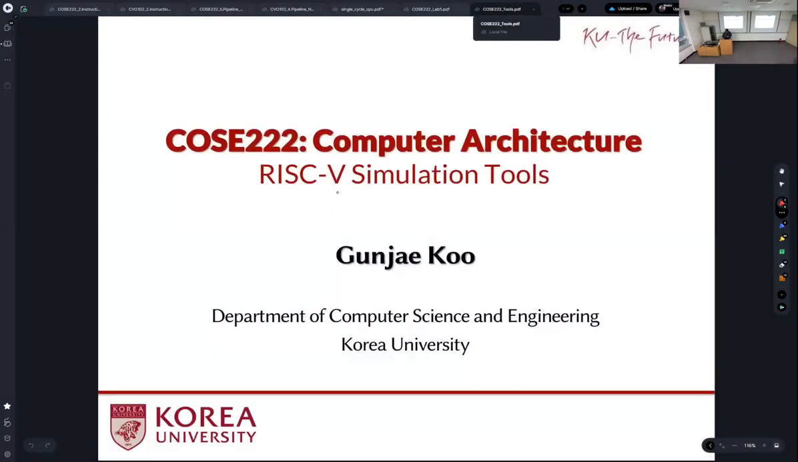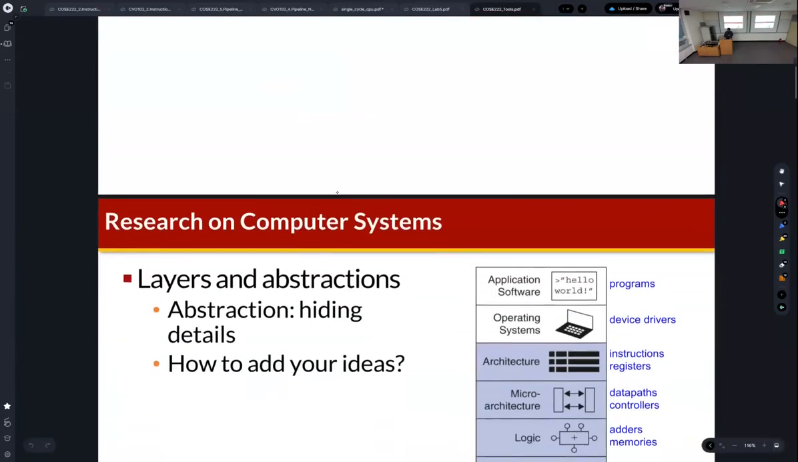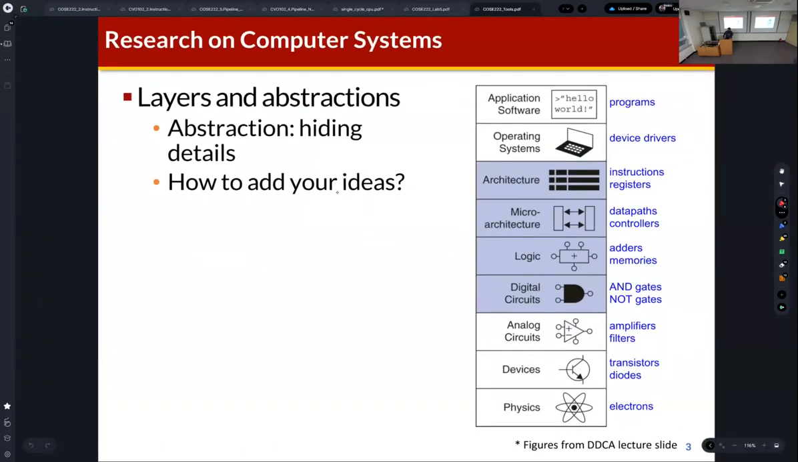Before starting today's class, I will briefly introduce some simulation tools for RISC-V. These are computer architecture tools, and we can use these simulation tools for computer architecture research. Also, the simulation tools can help you understand the detailed behavior of the processor.